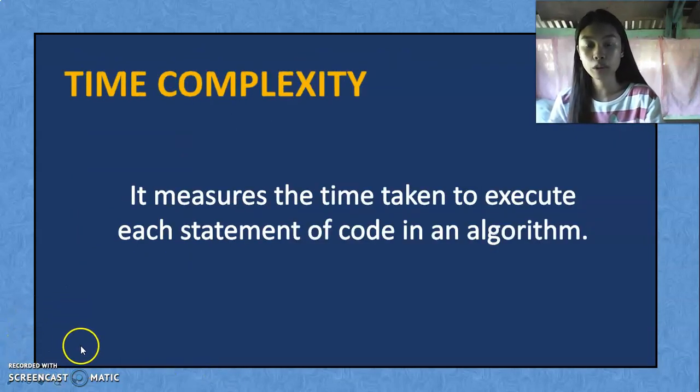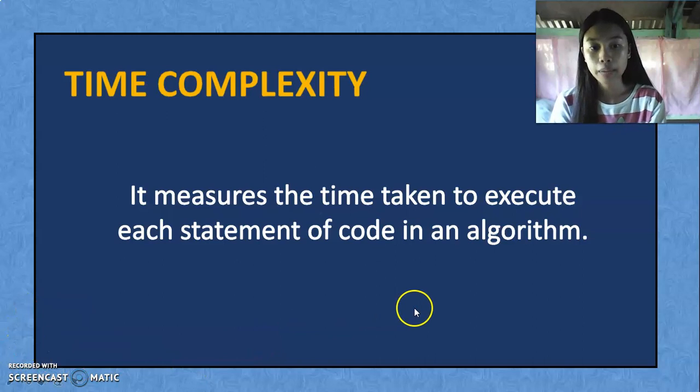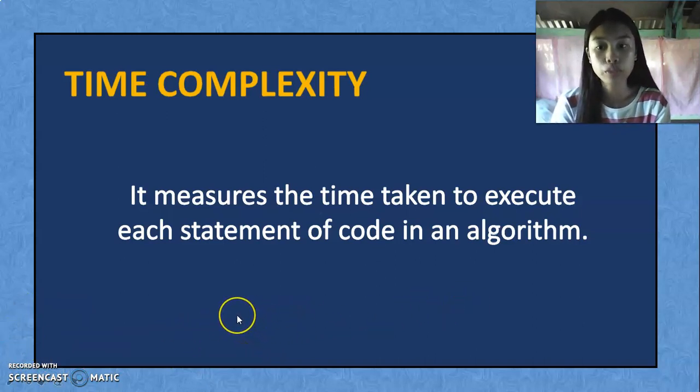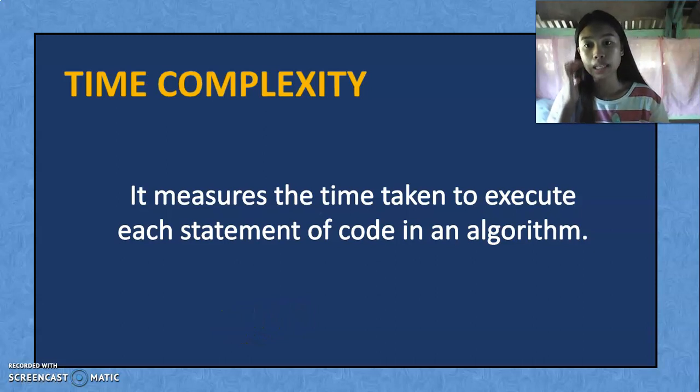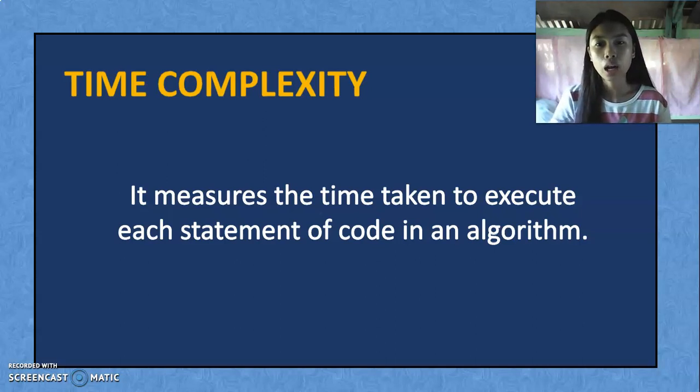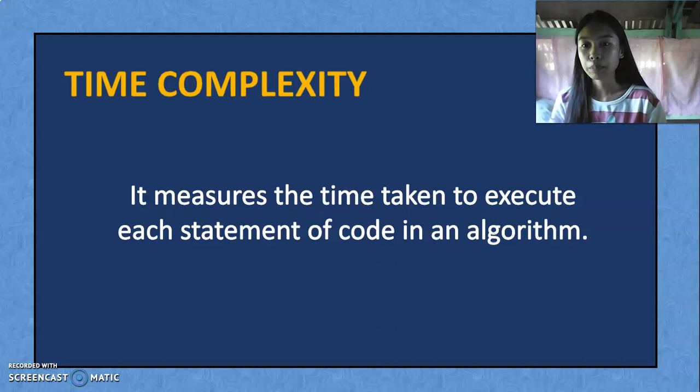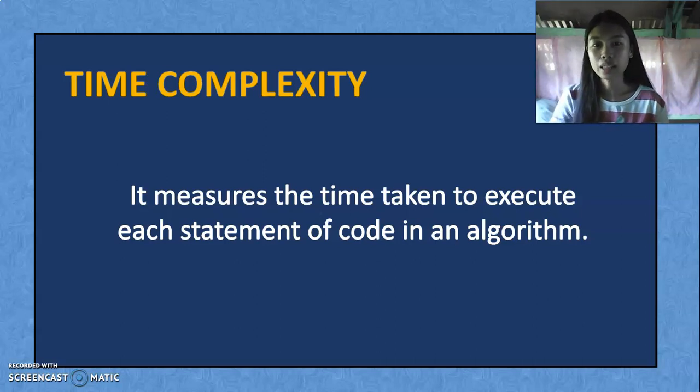So, next is time complexity. It measures the time taken to execute each statement of code in an algorithm. So, this means time complexity. According to my own perspective, time complexity is parang gaano katagal ginawa yung execution na yon.